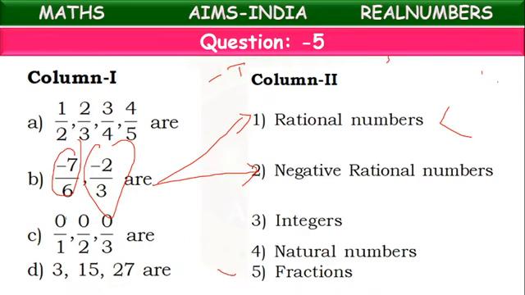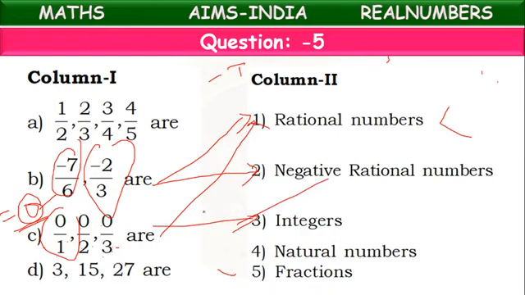Okay children. Next. 0 by 1, 0 by 2, 0 by 3. So 0 by any number is equal to 0 only. So they are rational numbers. The value of each of these rational numbers is equal to 0. So 0 is an integer, so integer also can be the answer. Two answers are there. It may be a rational number, it may be an integer. But 0 can't be a fraction, because fractions won't consist of zeros.